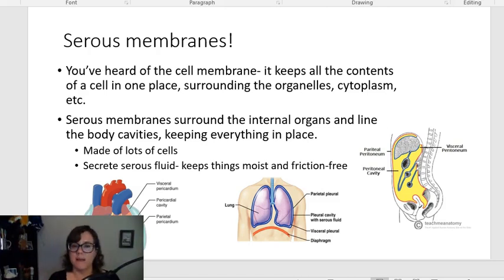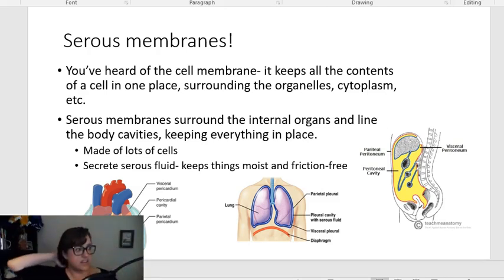Okay, so a membrane is just anything that keeps everything in a certain place. So you've heard of the cell membrane. It holds all of the DNA and cell organelles together into one cell. Well, the serous membranes surround your internal organs and line the body cavities and keep everything in place.